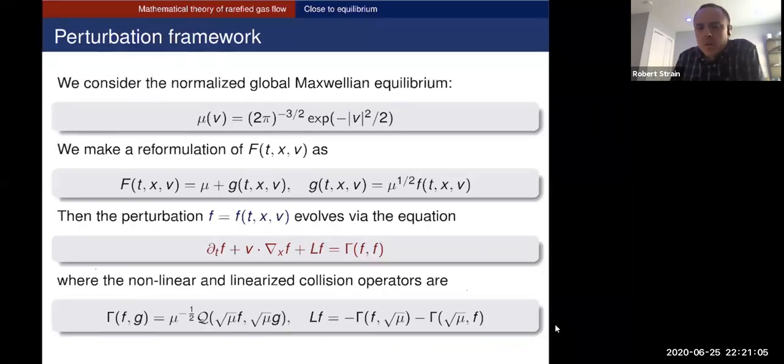And so this is the setup. This is the equation that we'll study and prove things about. So this is our reformulated Boltzmann equation in this linearized framework.